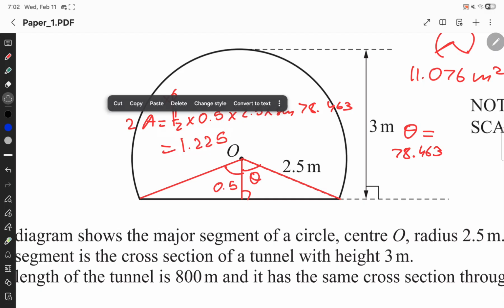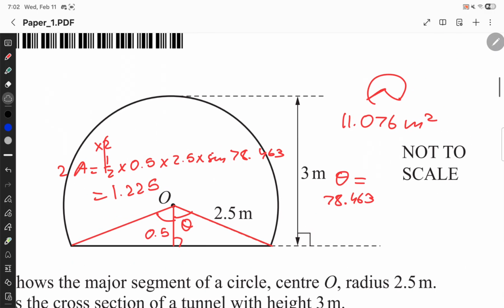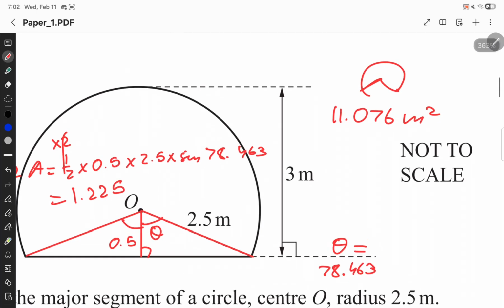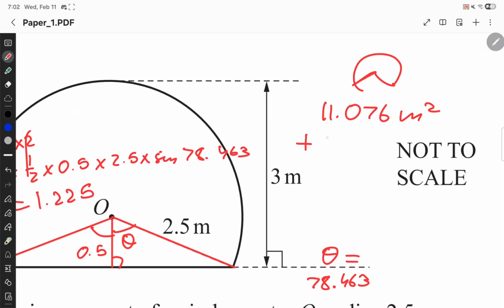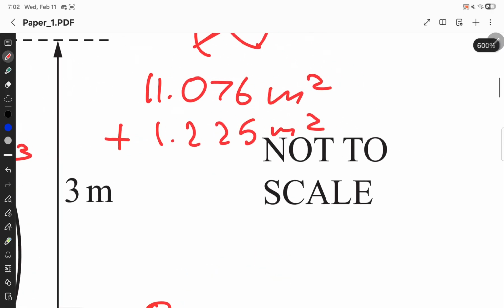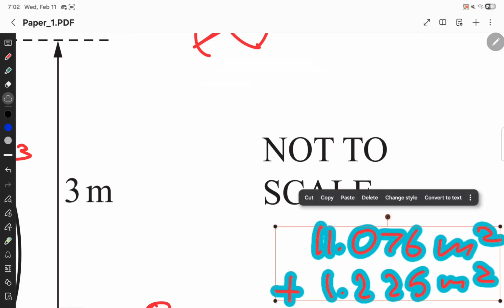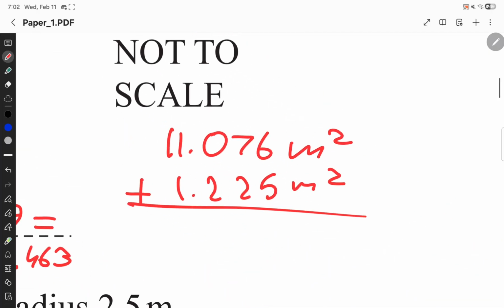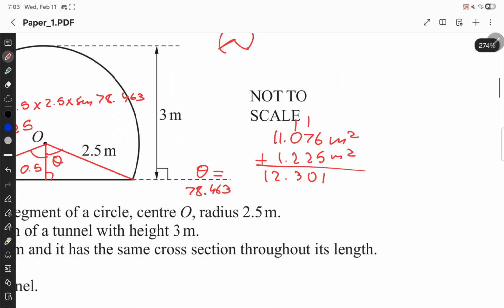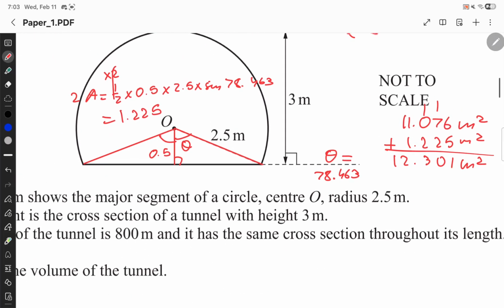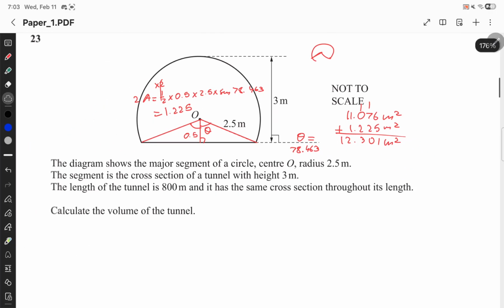Next, we add it to our sector area, plus 1.225 meters squared, which is not to scale, but the answer is 11.076 plus 1.225, which is 12.301 meters squared.